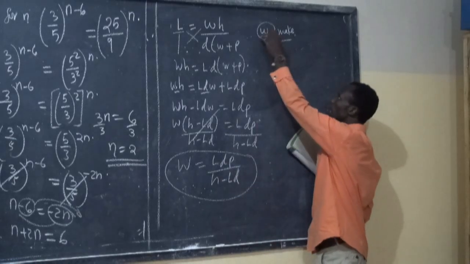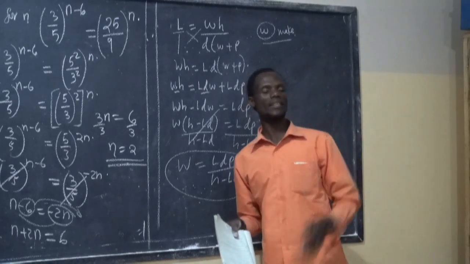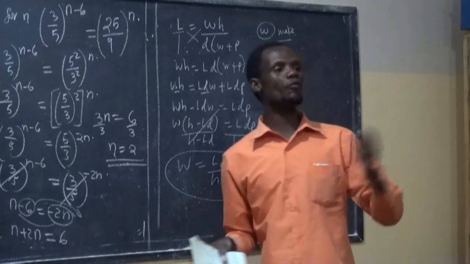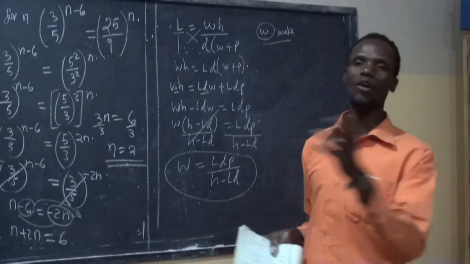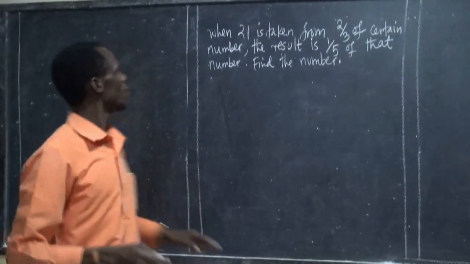That means now we make W the subject of the formula. So you have to be very careful in solving these things, because you have to know which one is the common factor and which one is the common letter. That's what we do.